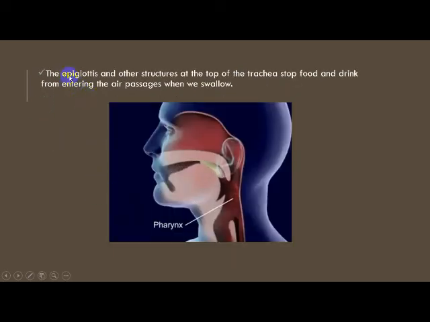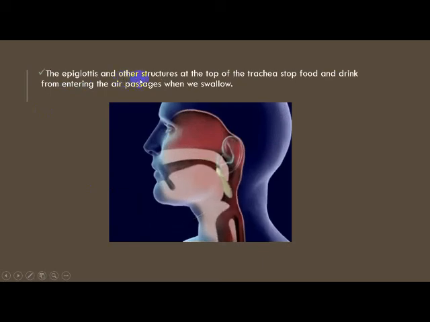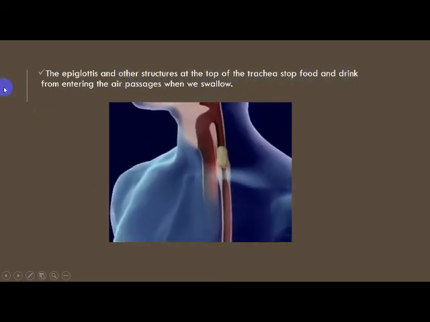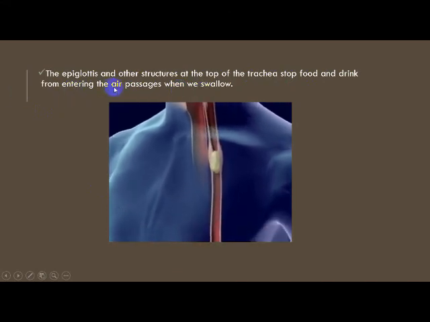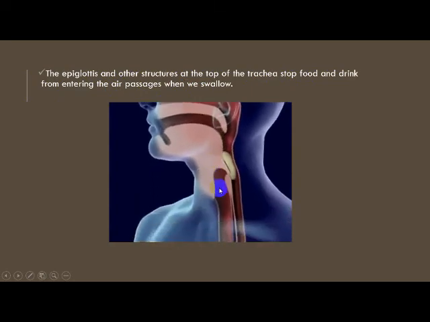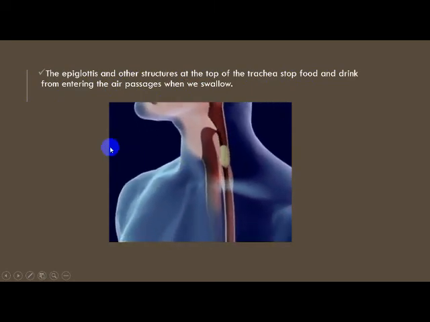There is another structure, the epiglottis, at the top part of the trachea, which stops food and drink from entering the windpipe when we swallow. As you see, the structure with the name of epiglottis prevents the entrance of food to our windpipe.